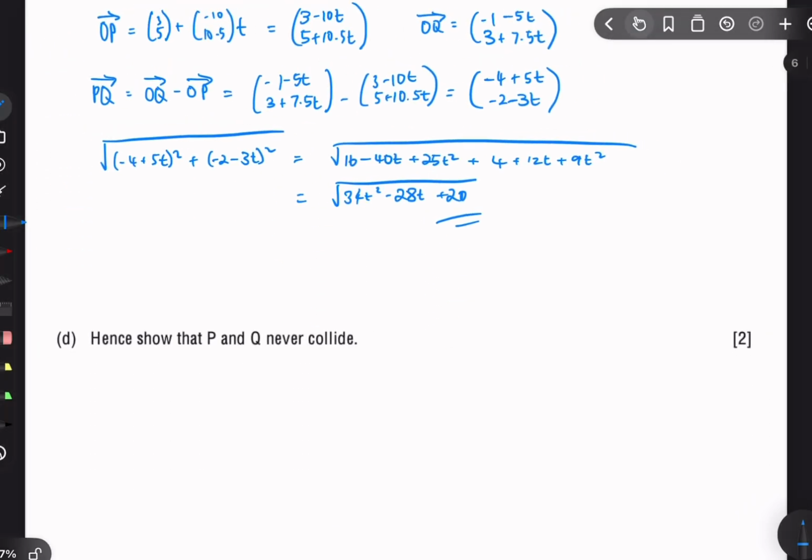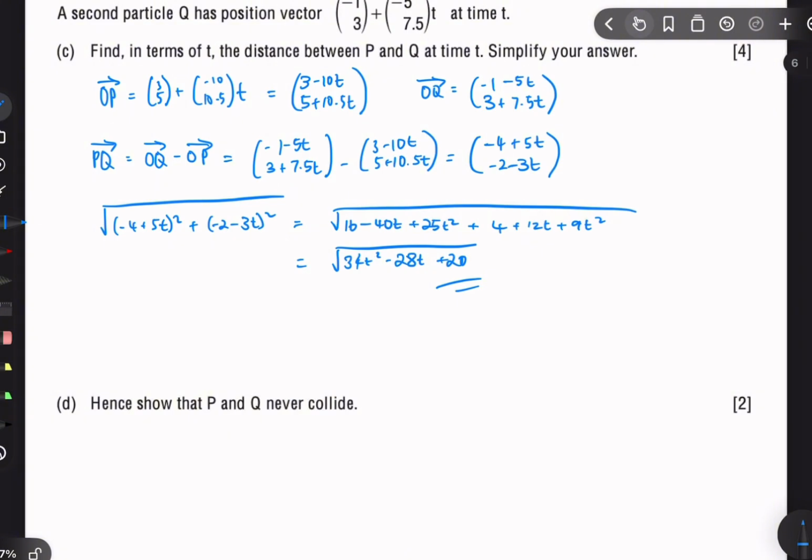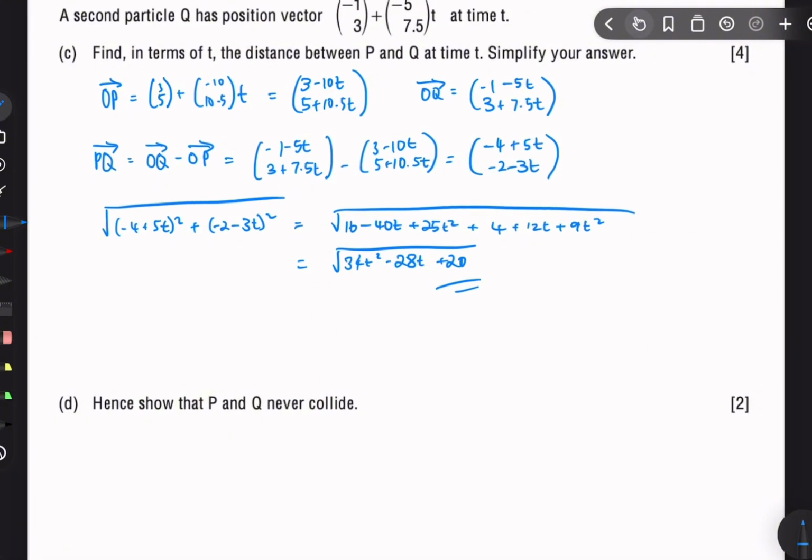Now we need to show that P and Q never collide. So for P and Q to collide, the distance has to be 0. So we need to show that the distance can't be 0 for them to never collide. And since we have the distance equation from part C, we can equate that to 0 and show that it will never actually be 0.